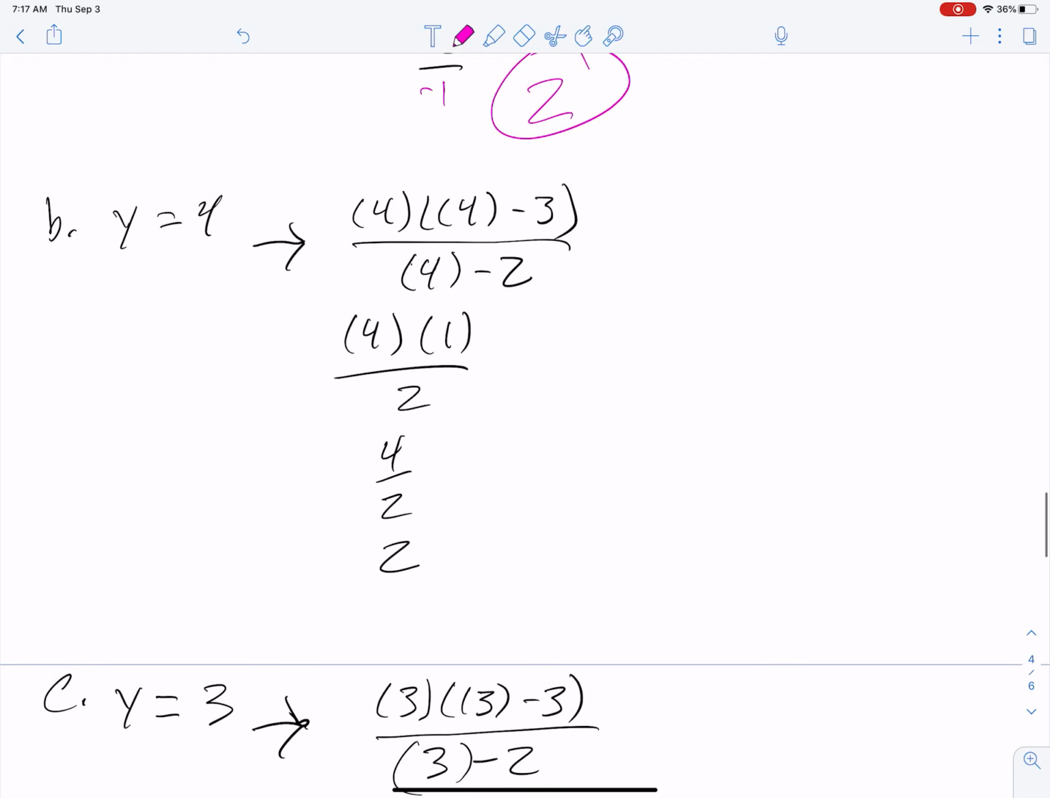In B, I substitute in 4. 4 minus 1 would get me 1. 4 minus 2 would get me 2. 4 times 1 would get me 4. And then 4 divided by 2 is just 2.